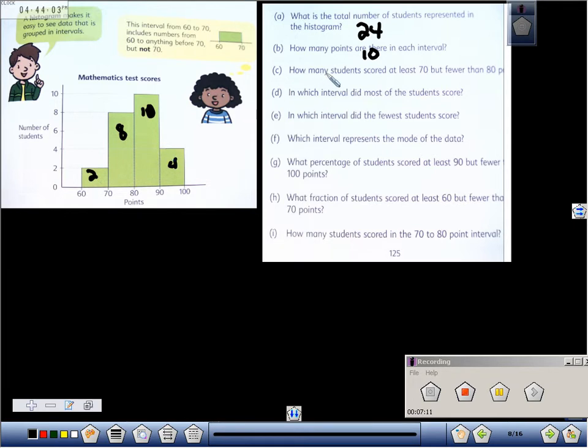How many students scored at least 70 but fewer than 80? So, at least 70 but less than 80. Those are going to be the ones right between this interval, between the 70 and 80, and the answer is going to be 8.